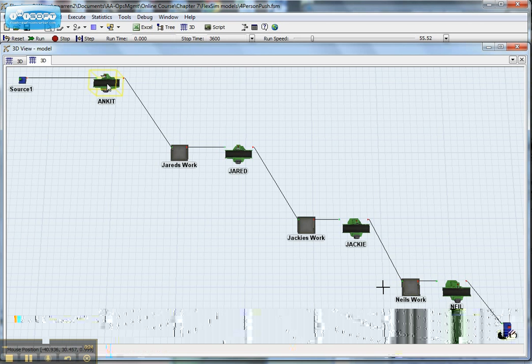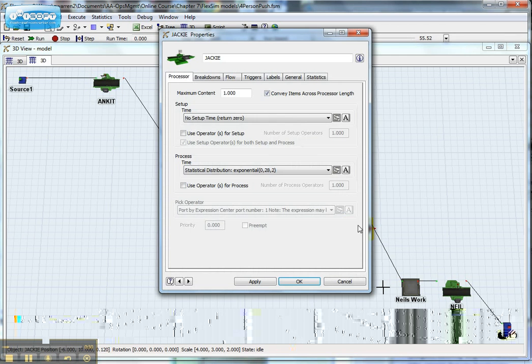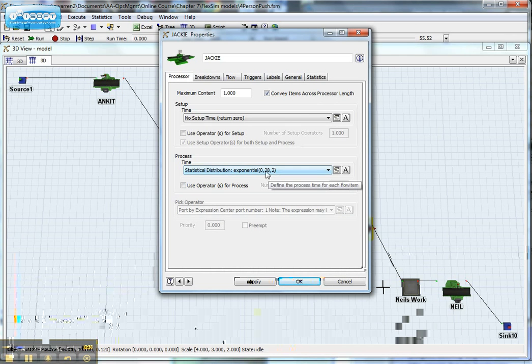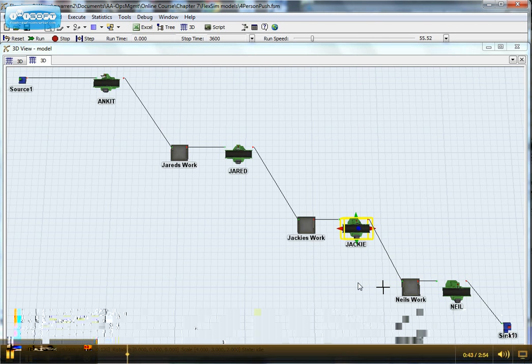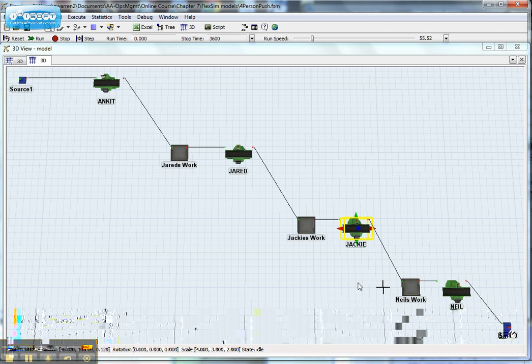The task times are assumed to be exponential at each station since the operators are human. Just to show you, for example, Jackie's station is assumed to have an exponentially distributed processing time with a mean of 28 seconds. And Neil's station would be 14 seconds exponentially distributed with a mean of 14, and Jared exponential with a mean of 22, and so forth. So the modeling is reasonably faithful.